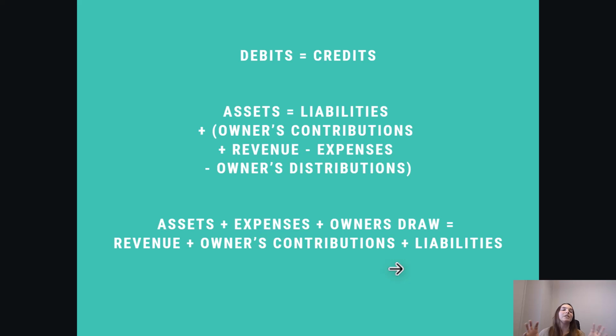So when we record these transactions, each transaction, when we enter it into the accounting system, debits must equal credits, and the accounting equation must always balance, okay? So debits must always equal credits, and the accounting equation must always balance.